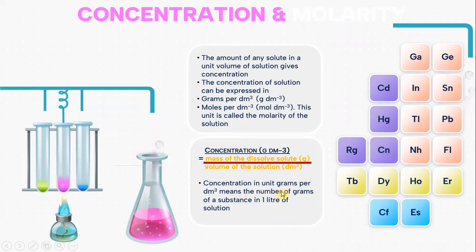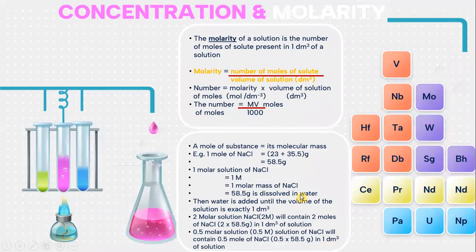Concentration in units of grams per decimeter cube means the number of grams of a substance in 1 liter of solution. Okay, let's look into the molarity. The molarity of a solution is the number of moles of solute present in 1 decimeter cube of a solution.